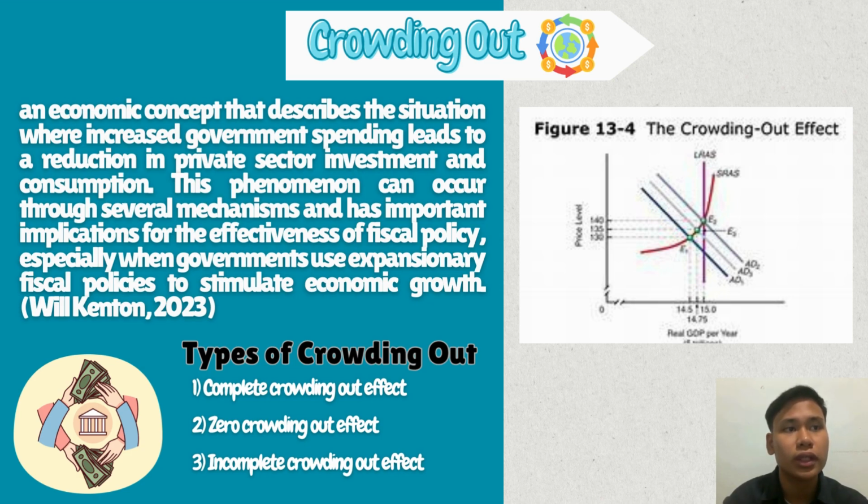In the event of an incomplete crowding out effect, AD will only shift to AD2 because the initial increase in AD is compensated by the fall in consumption or investment. So there is only a small change in output from Y1 to Y2. In the event of a complete crowding out effect, the initial increase in aggregate demand is fully compensated by the fall in consumption and also investment, and aggregate demand goes back to normal, and the output, which is Y, is unchanged. I think that's all from me.